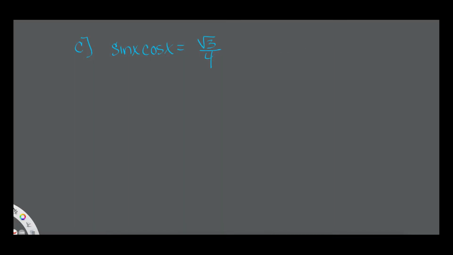All right, this third example here requires a little manipulation before we can see any of our identities. If you look at your identities cheat sheet, you'll see a sine x cosine x. You'll see something similar to it in the double angle formula. It's not exactly this. So let's see if we can maybe manipulate, rearrange our equation so that we can get that double angle formula.